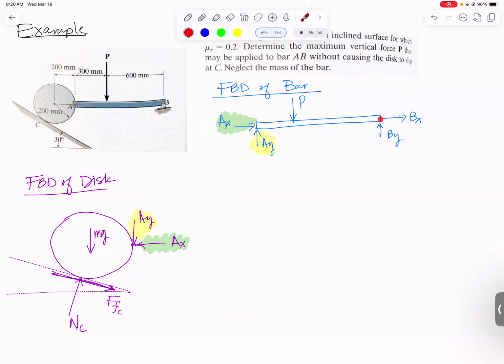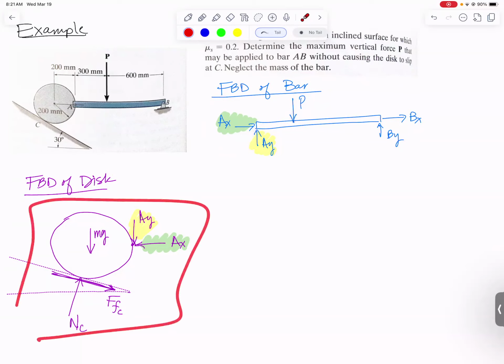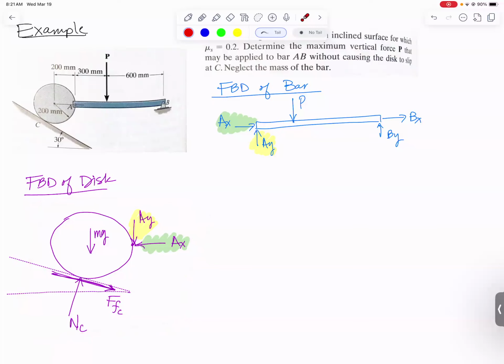If we sum moments about point B, I'll be able to get a relationship between P and AY. Can you see that? If I sum moments about point B, BX and BY won't be in that equation, and AX is directed right at B and won't be in the equation either. So I'll get a nice simple equation that relates P and AY. So then I'll be able to replace AY over here with something in terms of P, and that'll let me proceed with solving for how big of a P will cause it to be about to slip.